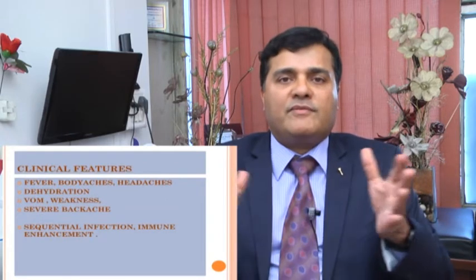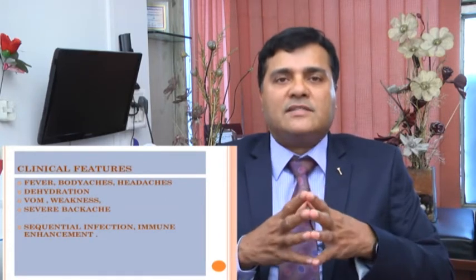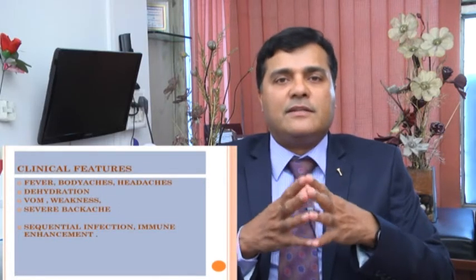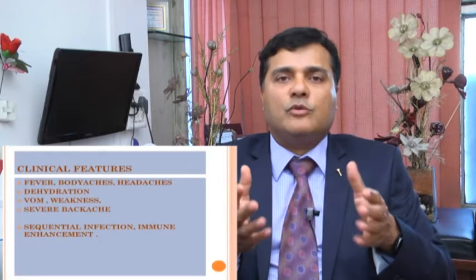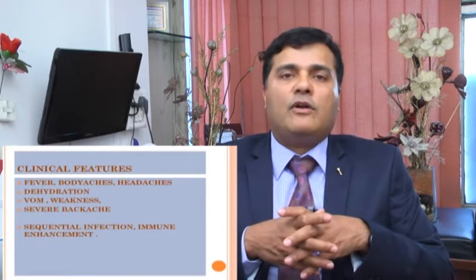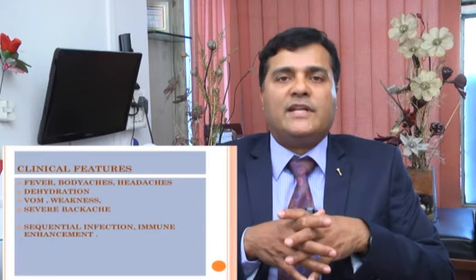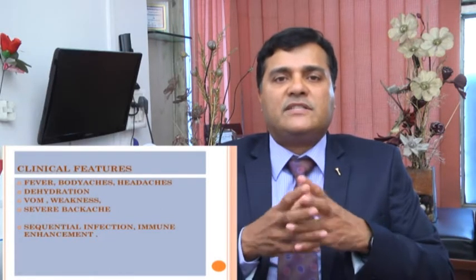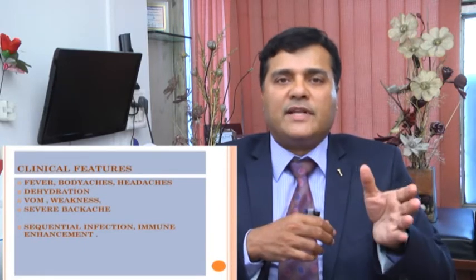And the spectrum of dengue is such that one can have a subclinical infection, that is, the virus has entered the body but the person has no symptoms at all, and later on when you do an antibody test, that is IgG antibody, it may just come positive, but the patient will tell us that he's never had fever at all. So that is the subclinical dengue.